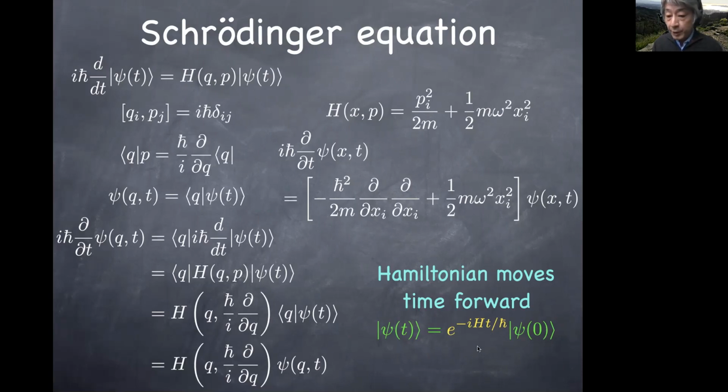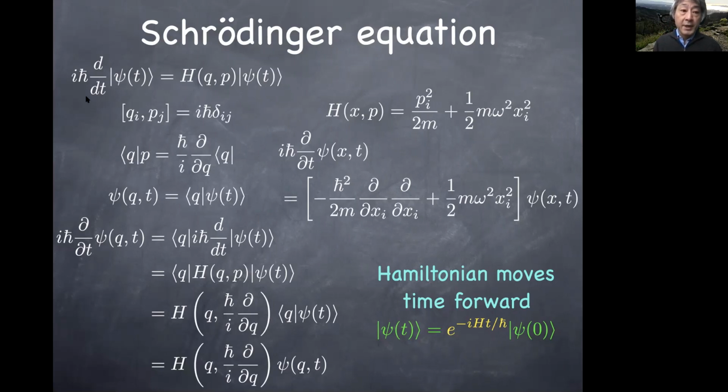So if I call this operator U, U dagger times U is 1. And therefore, this operator actually cancels when you take the absolute square. So |psi(t)| squared remains the same as |psi(0)| squared. And the absolute square of the ket is the probability. Therefore, probability is conserved in time evolution. So that's the important thing in quantum mechanics. So this is again just a review.